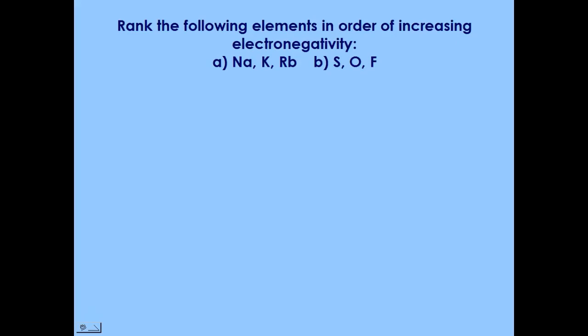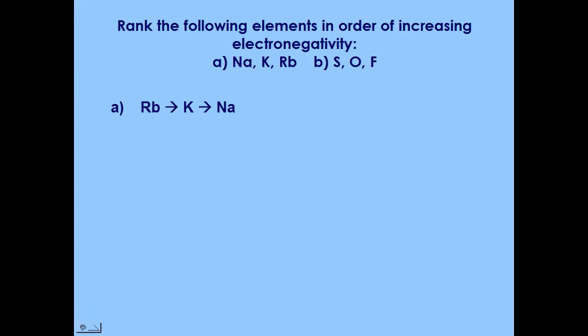So we've got sodium, potassium, and rubidium. If you look on your periodic table, you're going to see that sodium is the highest of the three elements in the alkali metals, then potassium, then rubidium. Again, as you get closer to francium, you're decreasing in your electronegativity value. So rubidium would have the least, sodium would have the greatest, and potassium would fall in between.